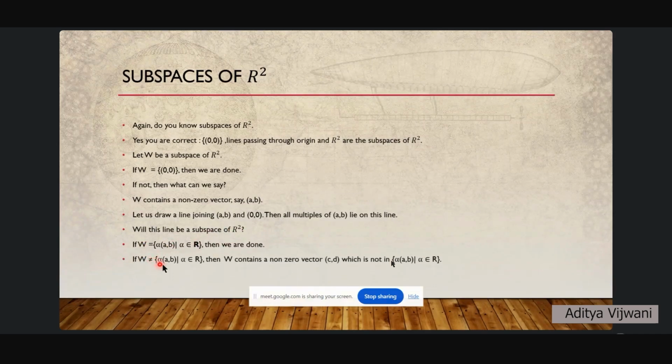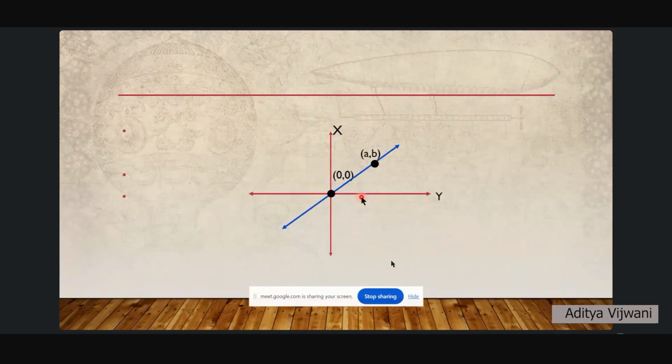Now, if W is not equal to this set alpha times AB, then it means that W contains a non-zero vector CD, which is not in this set. To explain this, let me show you the plane. So what we just saw is that this line is the set alpha times AB, where alpha belongs to R, right? Now I say that if W is not equal to this set containing all the points on this line, then it will contain some other point which I named CD, which will not be on this line, right?